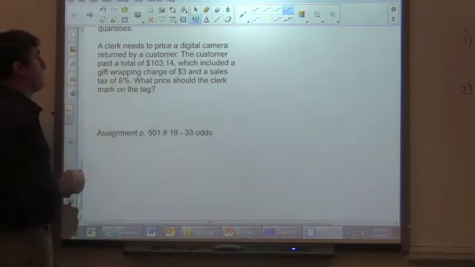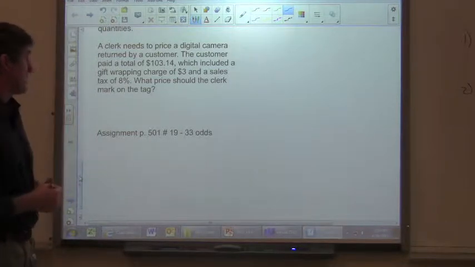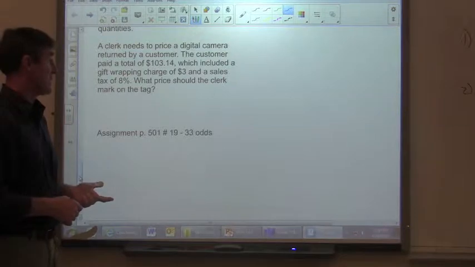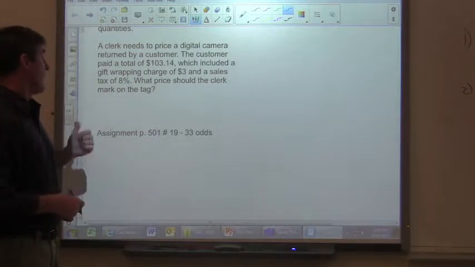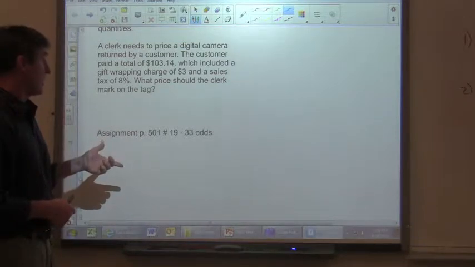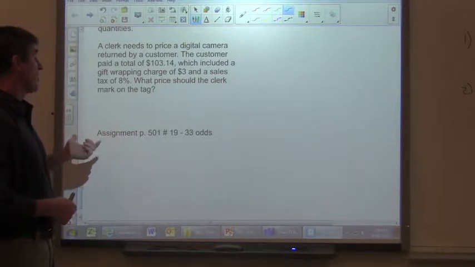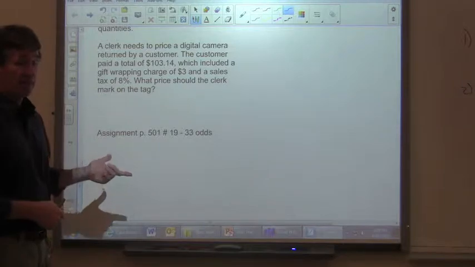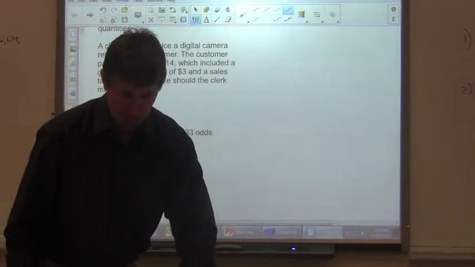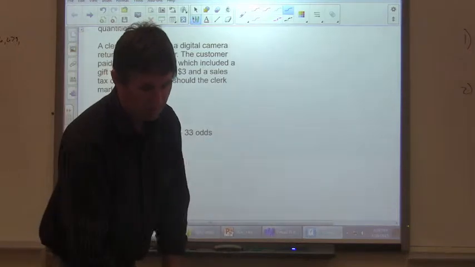So, it says a clerk needs to price a digital camera returned by a customer. The customer paid a total of $103.14, which included a gift wrapping charge of $3 and a sales tax of 8%. What price should the clerk mark on the tag? Okay, and this is in your book on page 500.